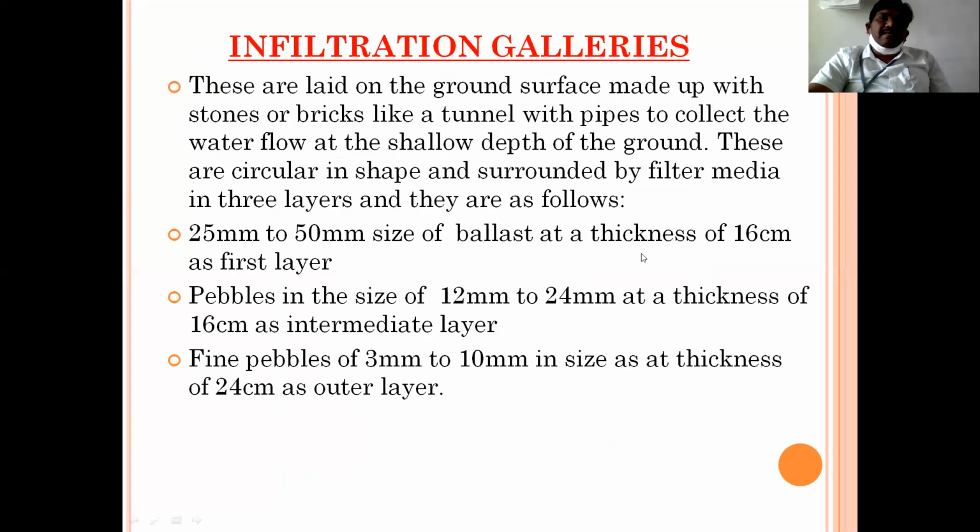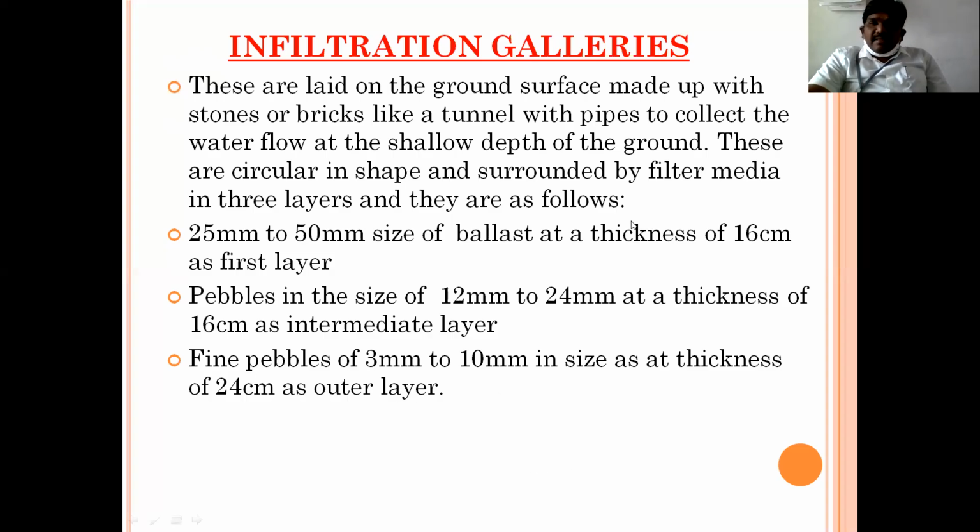The outer layer, the first layer, is made of 25 mm to 50 mm ballast material at an average thickness of 16 centimeters, whereas the next wall is made of pebbles of 12 mm to 24 mm at a thickness of approximately 16 centimeters, and the last inner layer is fine pebbles of 3 mm to 10 mm size, and the whole wall thickness will be 24 centimeters.